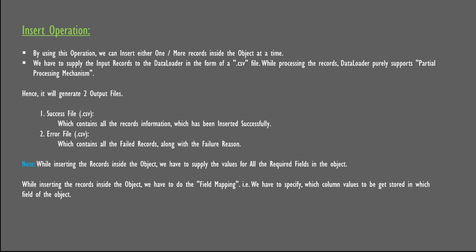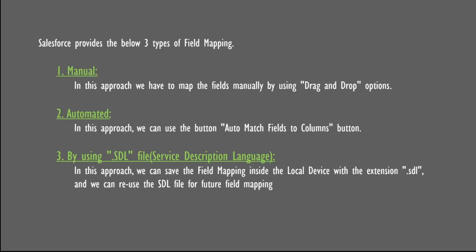Note: while inserting the records inside the object, we have to supply the values for all the required fields in the object. While inserting the records inside the object, we have to do the field mapping. We have to specify which column values to be stored in which field of the object.